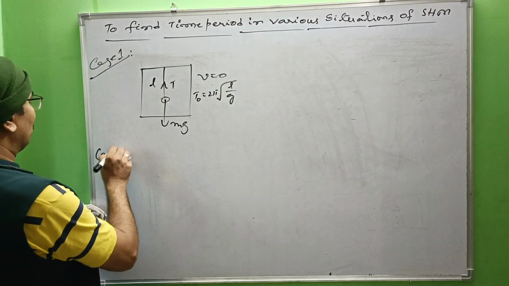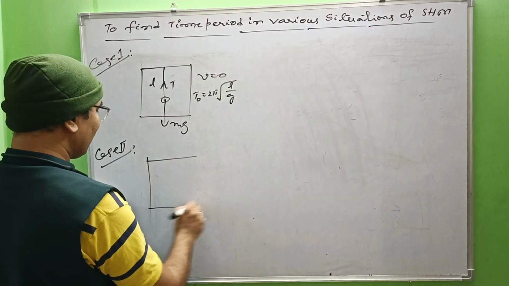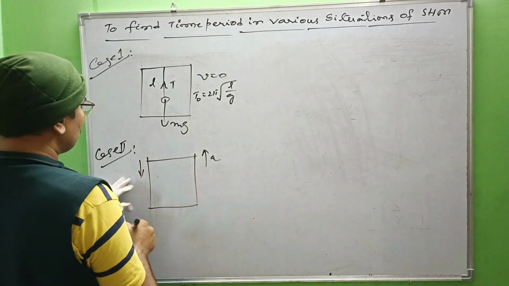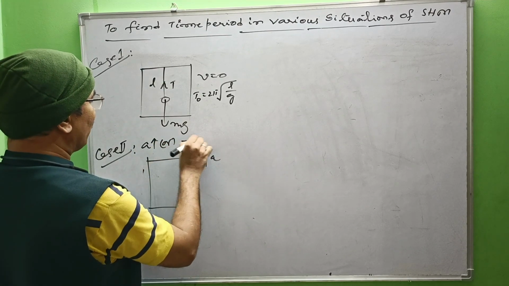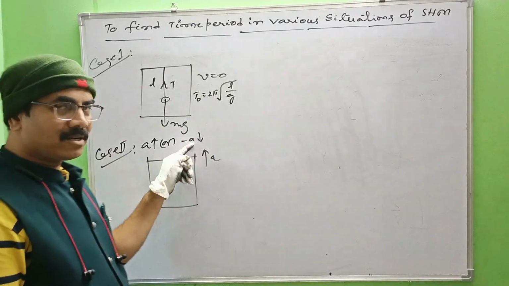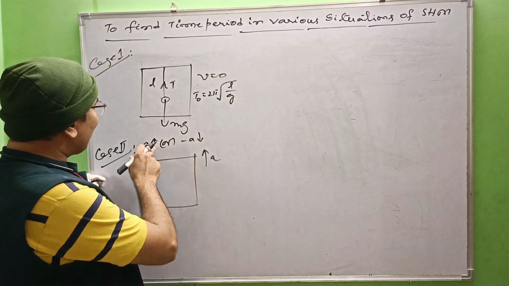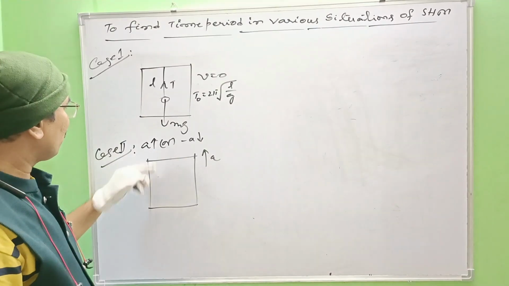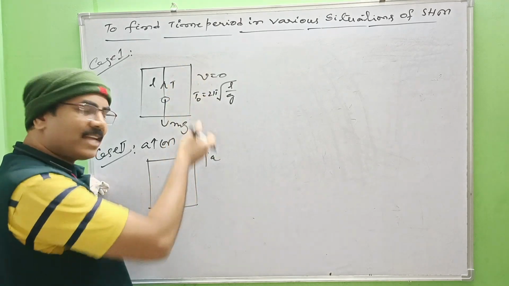So case 2. In case 2, the same elevator is this time accelerating upwards, otherwise retarding downwards. See here, accelerating upwards or retarding downwards, both are one and the same. If acceleration and retardation are the same in value, then both cases are the same. Why? Because here acceleration upwards, retarding downwards, in the sense the acceleration is upwards only.